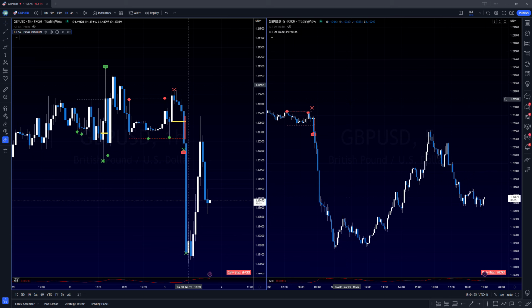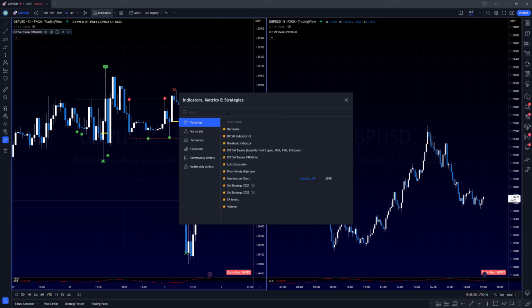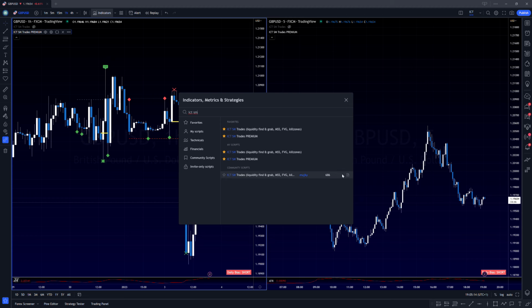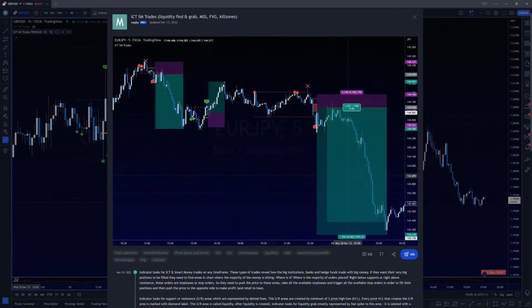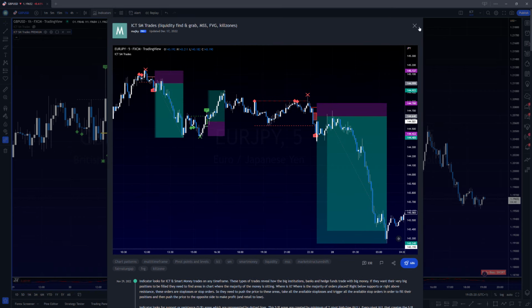to introduce you the new premium indicator. As you can see, ICT SM Trades Premium. You can still use the free indicator, which you can find when you type in indicators ICT SM, and here you can see ICT SM Trades, and you can read some description here if you want, and edit the favorites or add boost or comment.